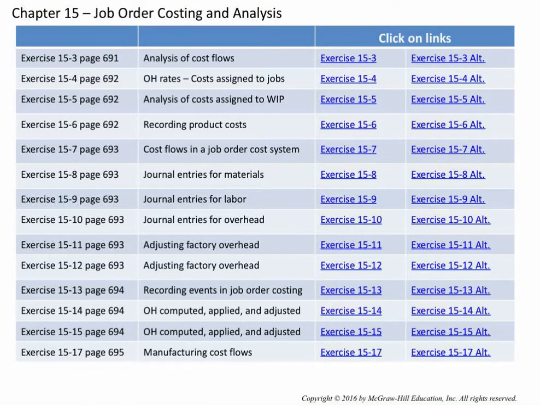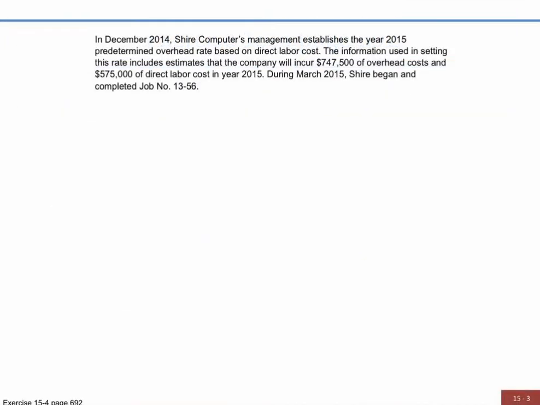This week we're going to take a look at a couple exercises in Chapter 15. The first exercise is going to be 15-4. In this exercise we can see that we've got our company Shire looking ahead to the next year and trying to calculate a predetermined overhead rate. And they're going to be basing this on the labor rate.